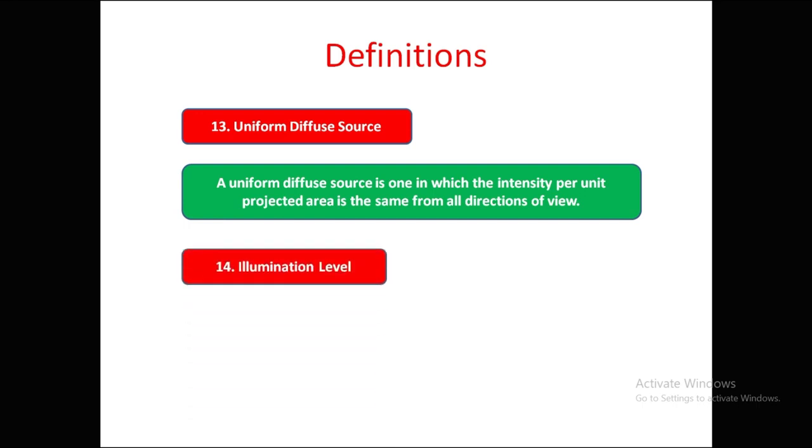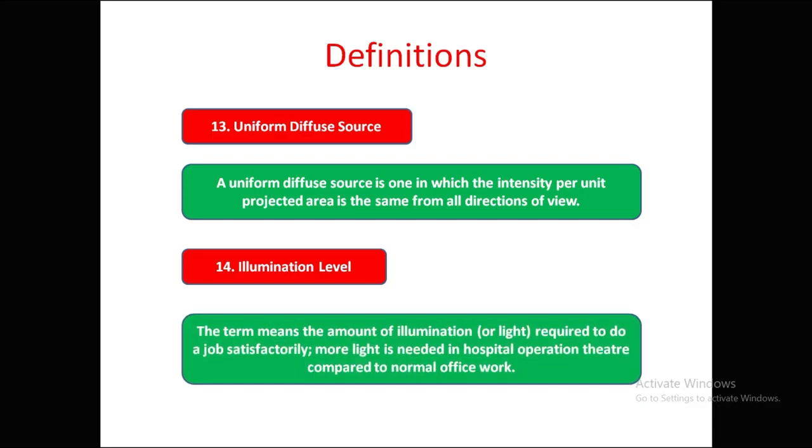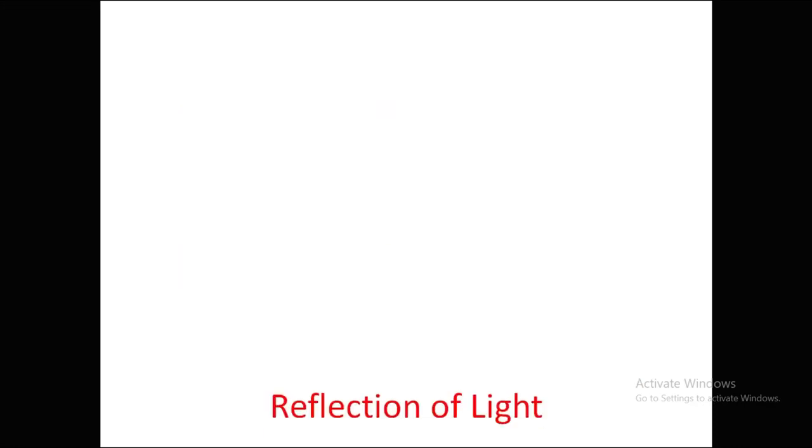The next one is illumination level. That means how much level of illumination is there at that point. The term means the amount of illumination required to do a job satisfactorily. So more light is needed in a hospital operation theater compared to normal office work. For getting a satisfactory level in a hospital, you need to produce more illumination, and the satisfactory level for an office is different. The satisfactory level for some other activity is different. So that is the illumination level.